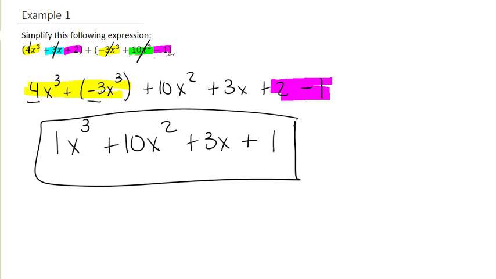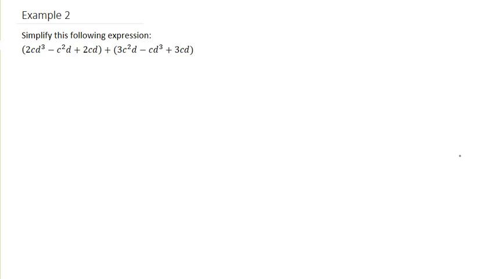So now let's look at another example. Example 2. Simplify this following expression. Now we have numbers that are in front of multiple variables. So we need to make sure we have the exact same variables when we are trying to add these together. So let's find one with c d to the third. So we look, and it's not the second term, not the third. This one is close, but it doesn't work because it's c squared d. But this term right here, we can add to this term.